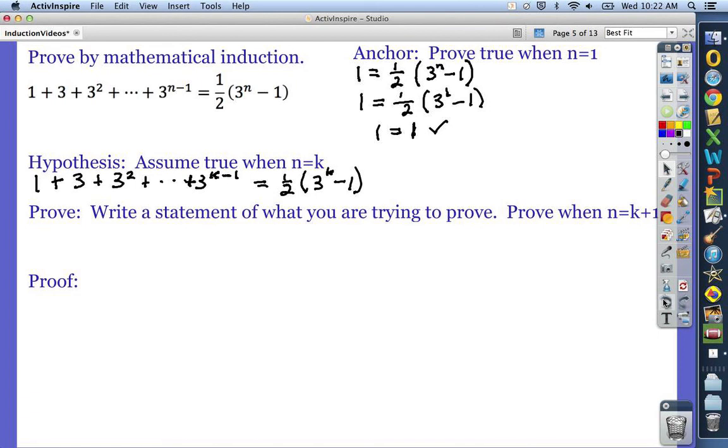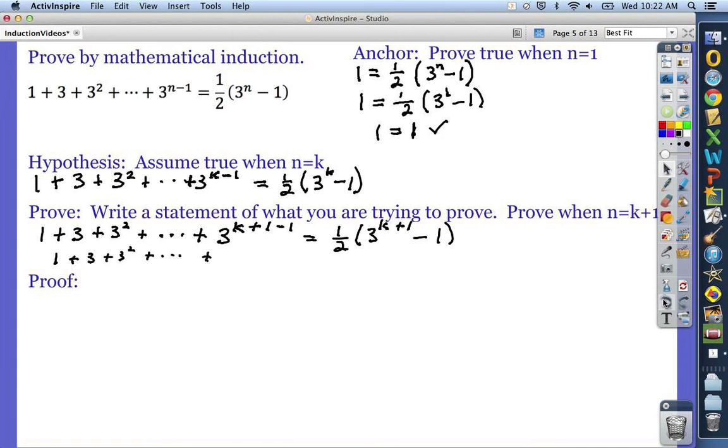Next, we will write our prove statement. This is what we're trying to prove. So in order to do this, we write out the left-hand side of this equation, and we keep going all the way up till we get to the expression that has, instead of n, k plus 1. So 3 to the k plus 1 minus 1. On the right-hand side, substituting in for n, we'd get 1/2 times 3 to the k plus 1 minus 1. The left-hand side can be simplified. 3 to the k plus 1 minus 1 is 3 to the k. The right-hand side, just leave it alone.